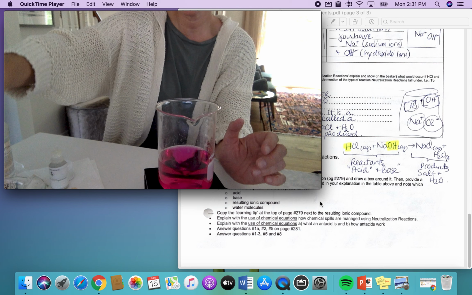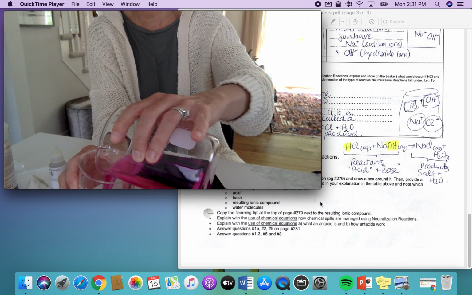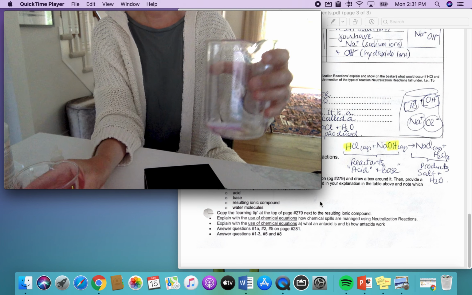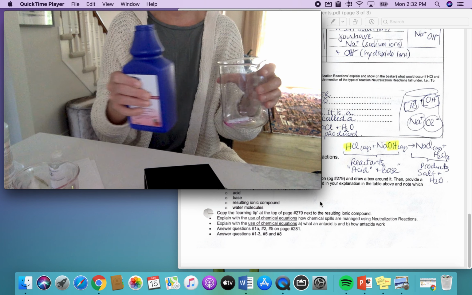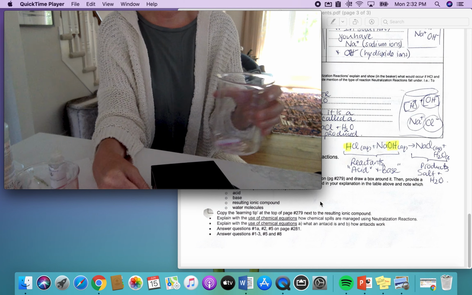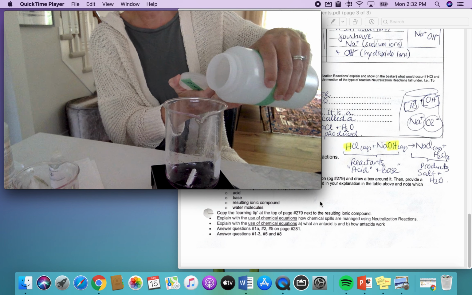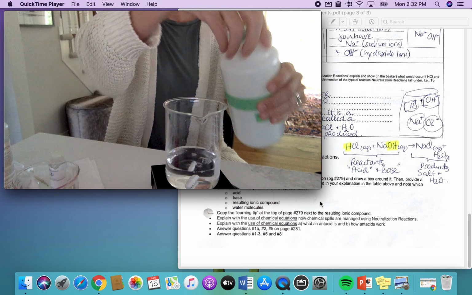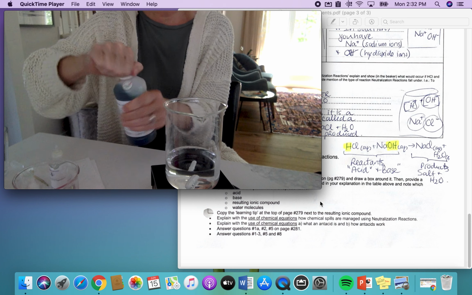Okay, now for the next one, I'm just going to dump out my solution, which was mostly basic right now, and I'm going to add to it the milk of magnesia. Okay, so let me just turn the magnet off, and I'm going to start by adding my acid again. Okay, here now I've got loads of acid, and I'm going to add in my universal indicator.